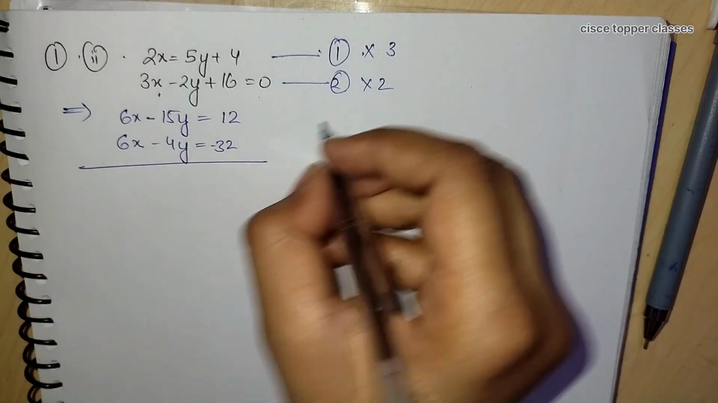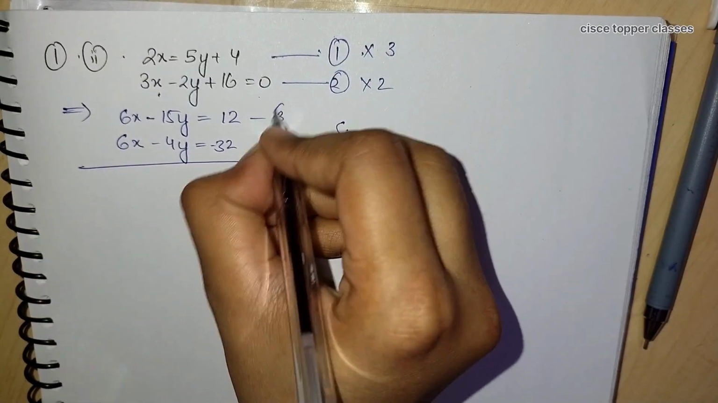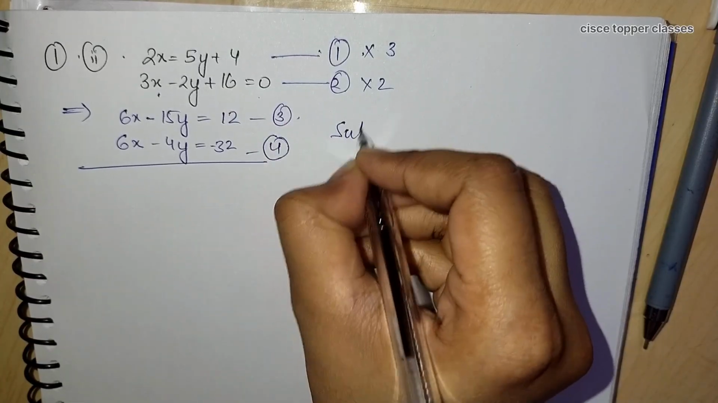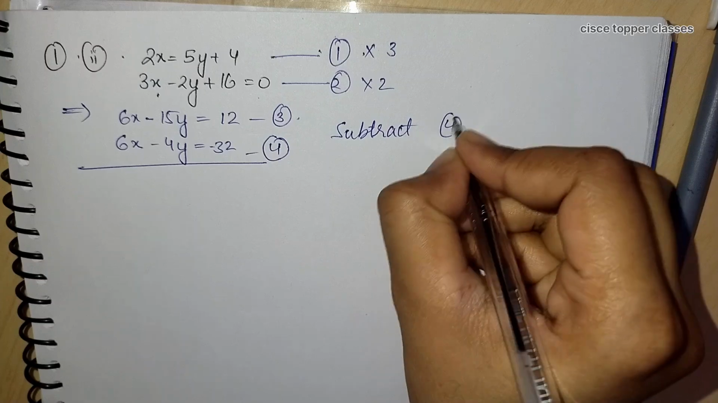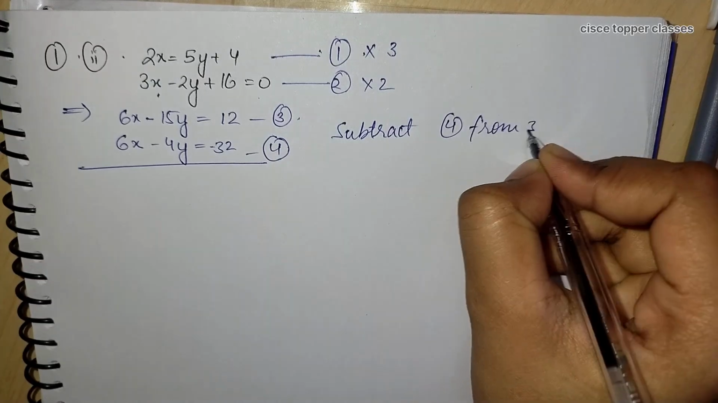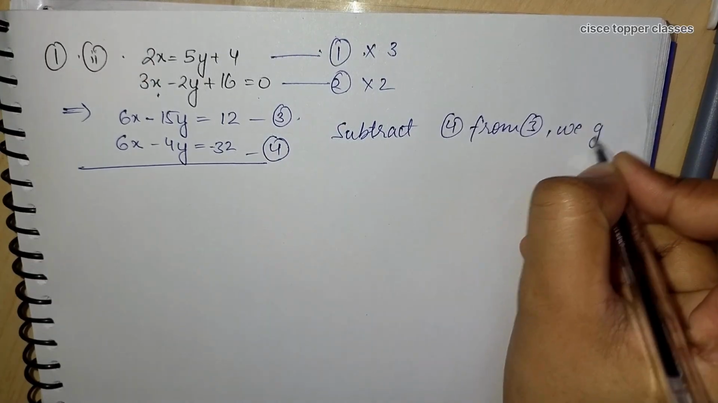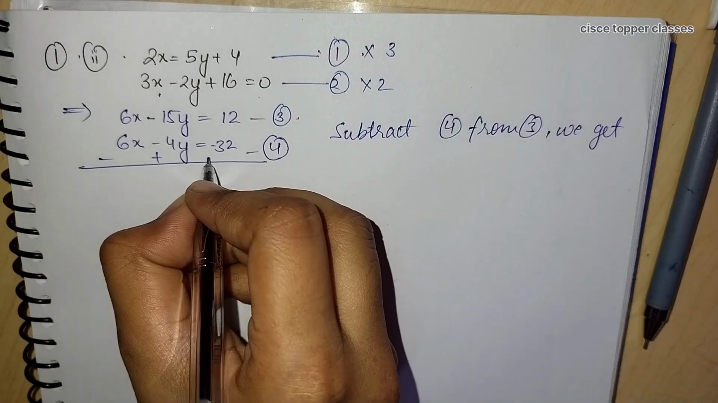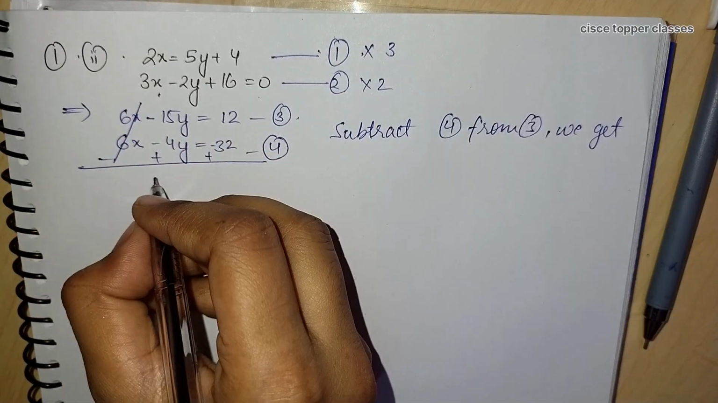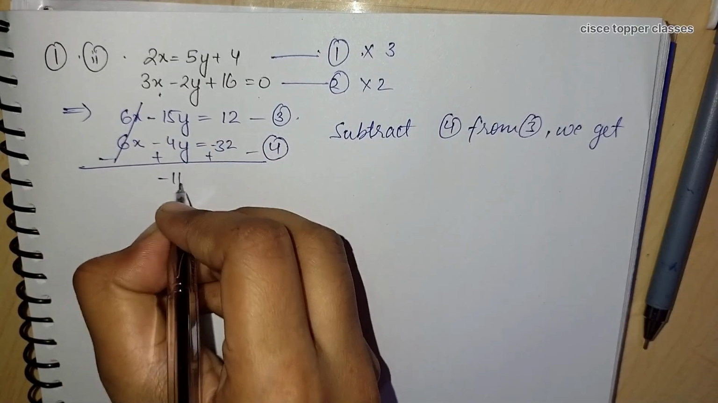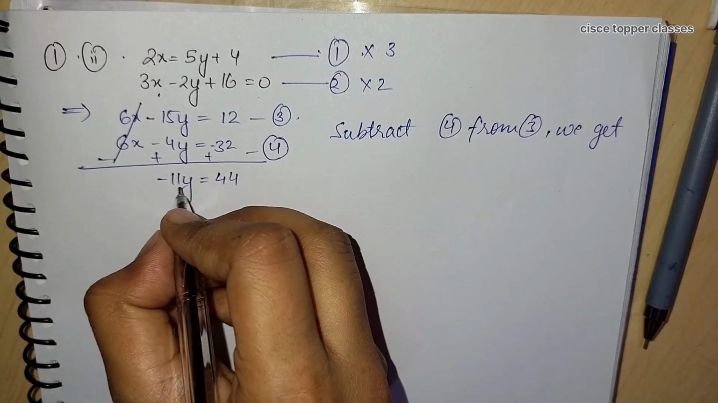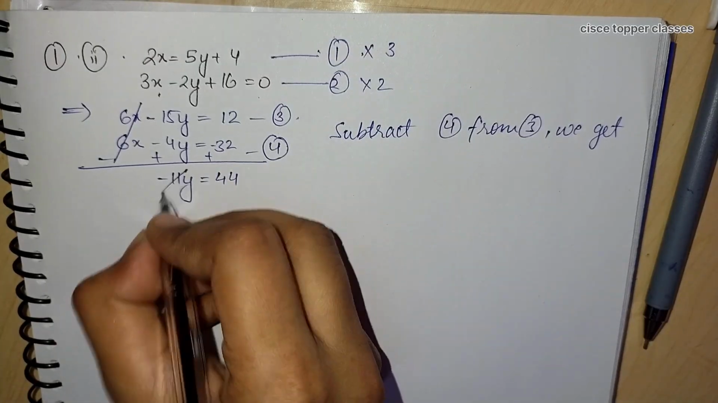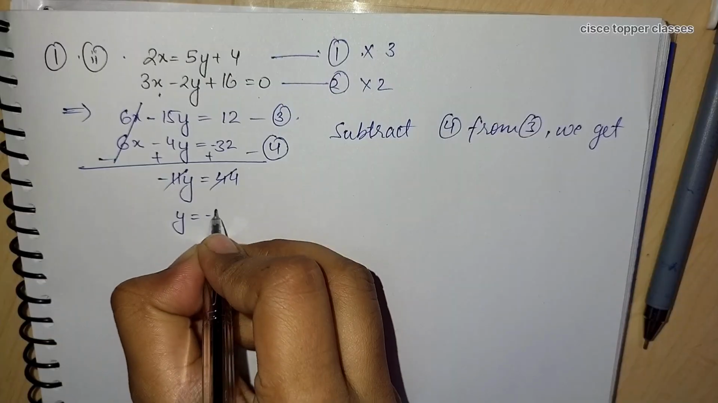So we will subtract. Let these be the third and the fourth equation. Subtract the fourth from the third. We will get minus and plus signs, and the 6x terms will be cancelled out. Here we will get minus 11y equal to 44. The minus will be cancelled out. So we will get y is equal to minus 4.